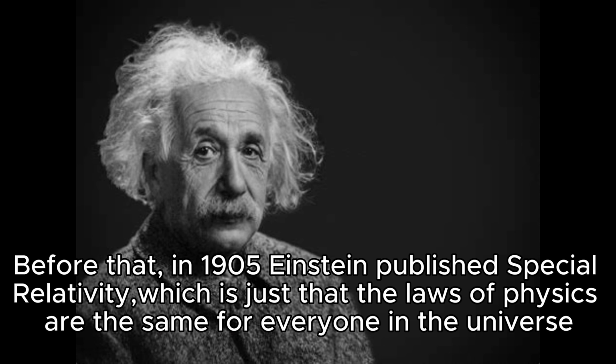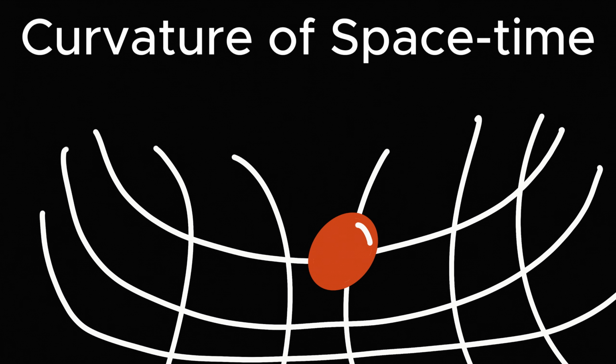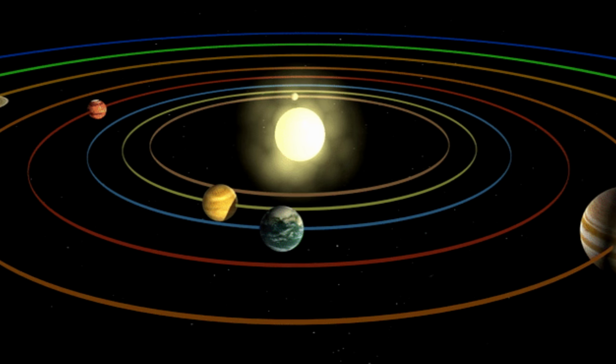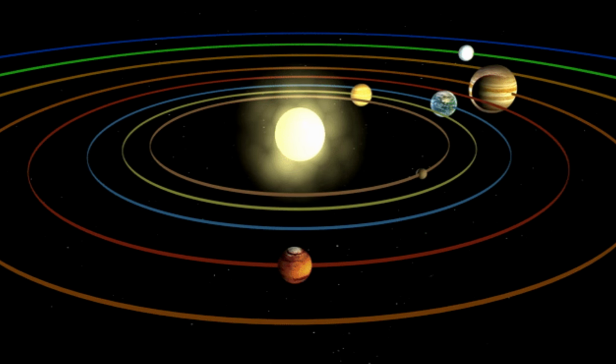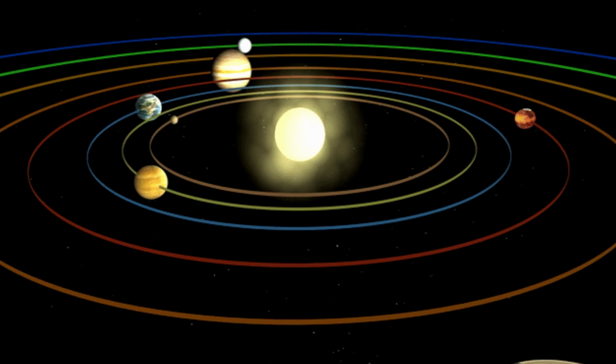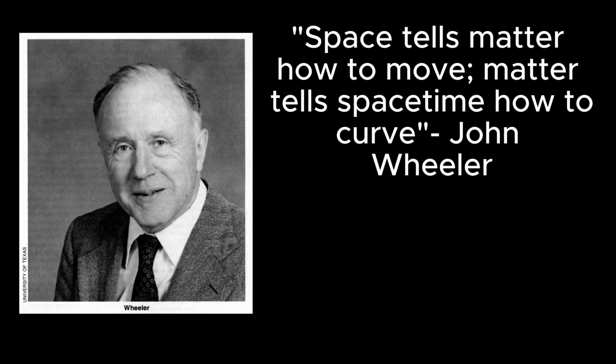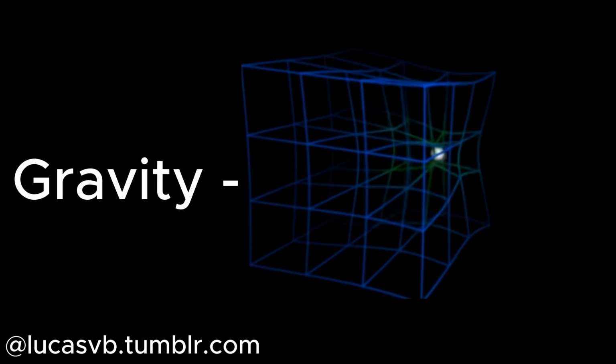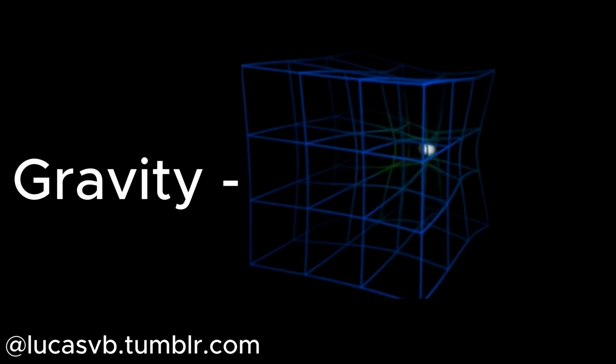In 1915, Einstein proposed his incomplete theory of general relativity, which determined gravity is a result of the curvature of spacetime itself. So, gravity is a result of interactions between matter. If you don't understand that, here's a quote by John Wheeler: Spacetime tells matter how to move, matter tells spacetime how to curve. So, spacetime curves to the matter that's in it, and that's what we call gravity.